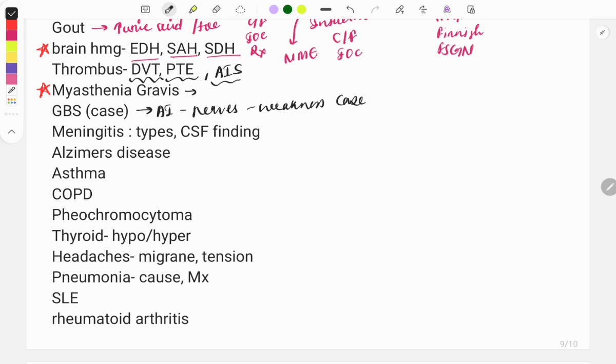So what will be the diagnosis? It will be the Guillain-Barré syndrome. Then also questions are asked on the treatment.